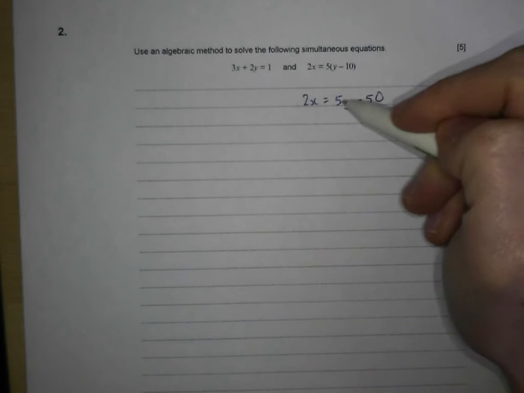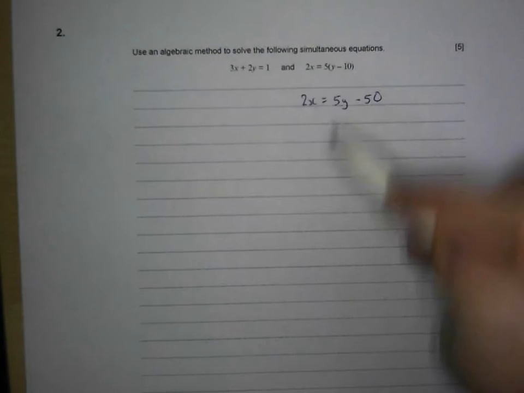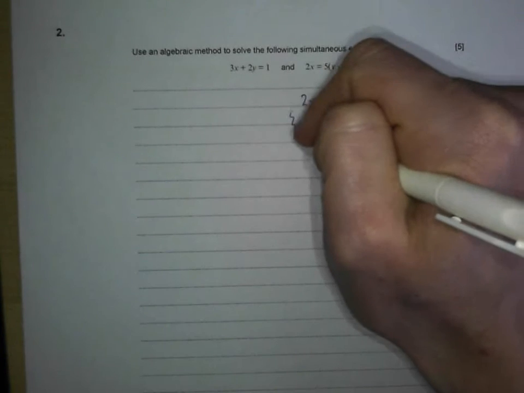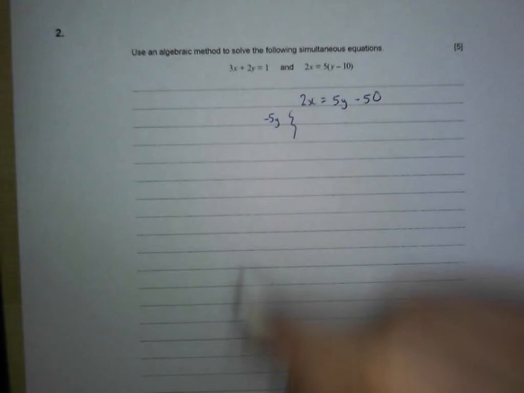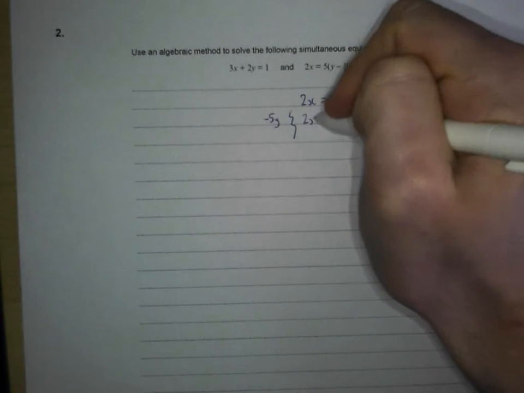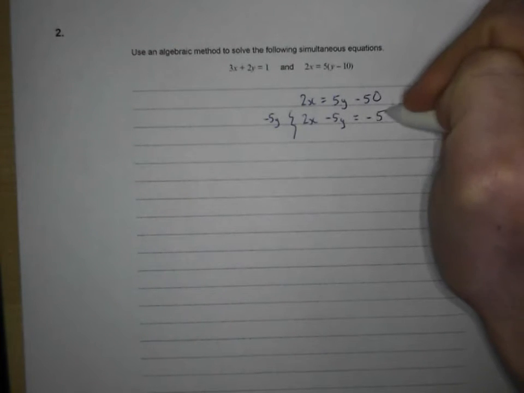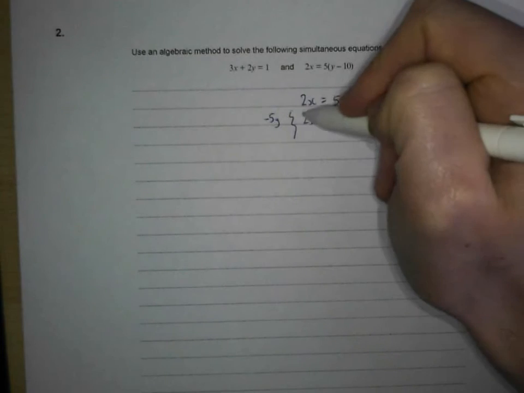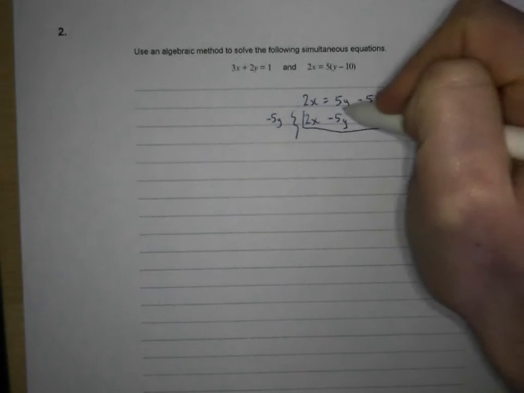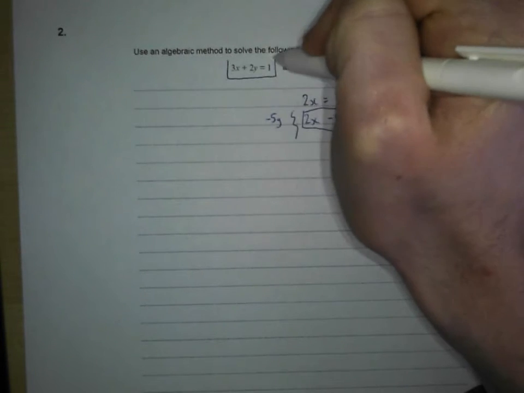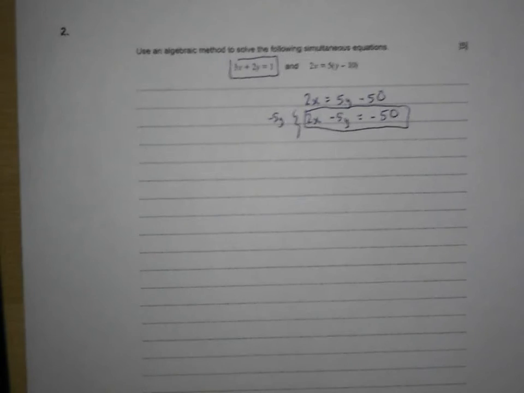So I want to get my y on the same side as my x. So what I'm going to do is take 5y off both sides. So I'm going to end up with 2x minus 5y is equal to negative 50. And now I've got it in the form that I'm used to dealing with. So now I can just go into my usual routine and solve these equations.